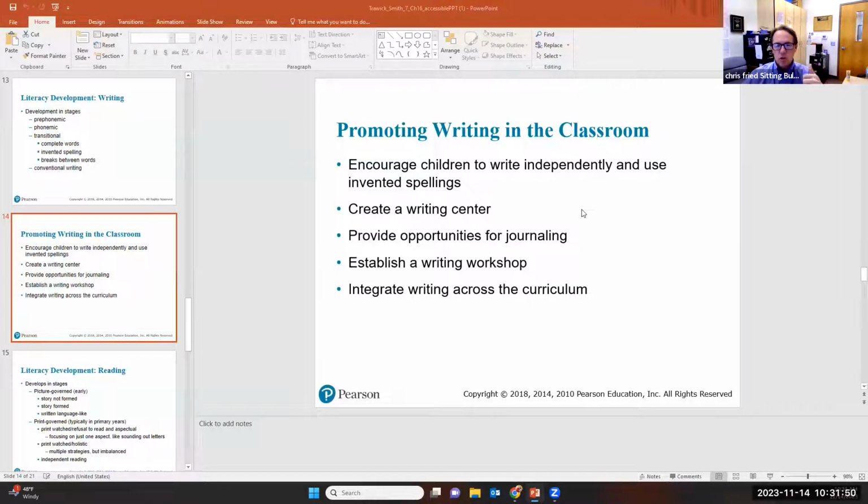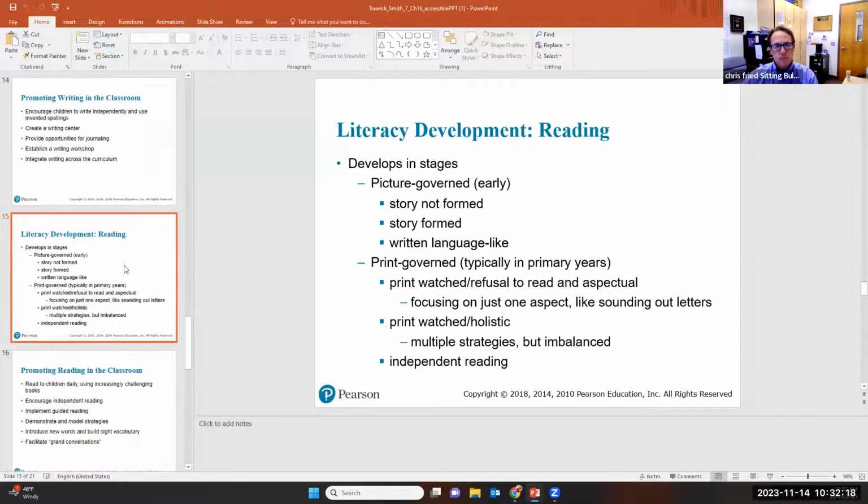Have a writing center in your classroom. Opportunities for journaling, whether they're writing on paper or typing on a laptop or on a computer. A writing workshop where there's an opportunity for kids to learn different ways and styles and how to write. And then integrating writing across the curriculum. Don't just do it as a standalone. Can you incorporate it into other subjects as you're working on information throughout the day?